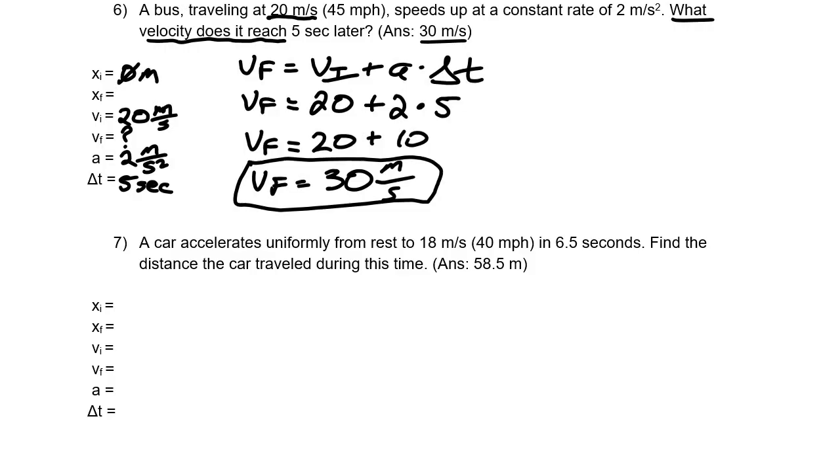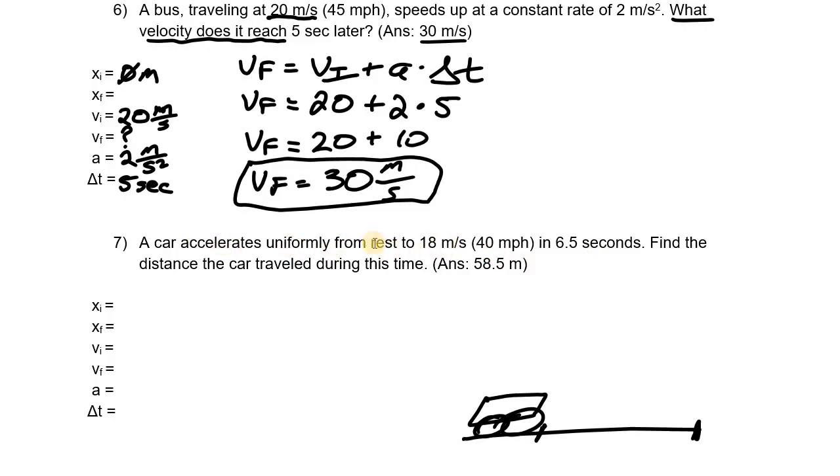A car accelerates uniformly from rest to 18 meters per second, which is equivalent to roughly 40 miles an hour in 6.5 seconds. Find the distance the car traveled during this time. Okay, so what do we have here? We have a car, and it's going to start from here, and it's going to travel over here in the time span of 6.5 seconds.